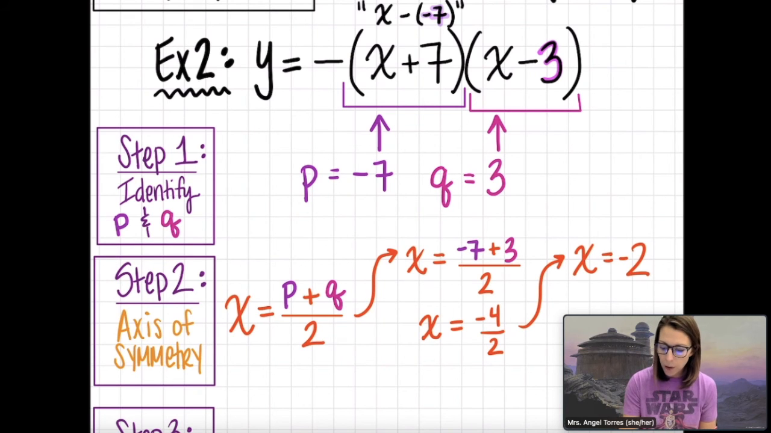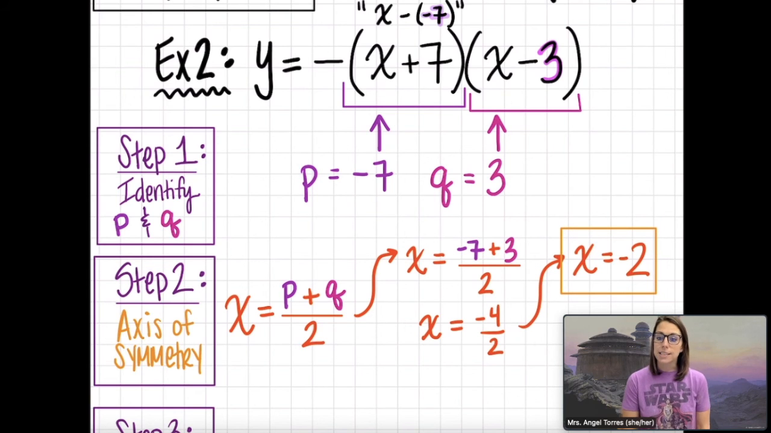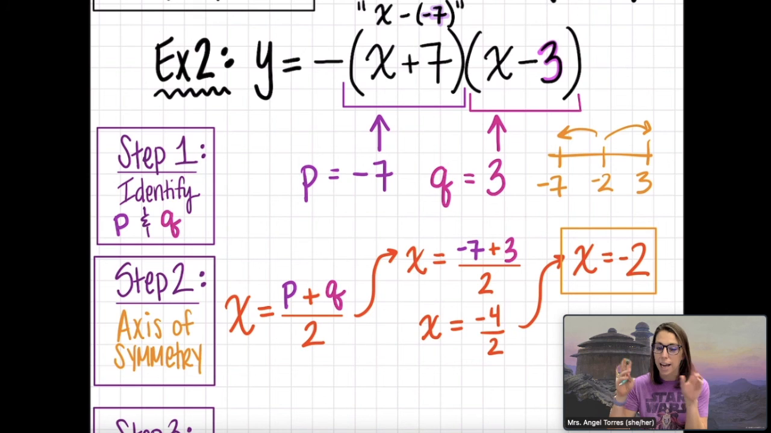So we have our axis of symmetry. We know that it is going to be at x equals negative 2. Now to double check that, you could think to yourself, is negative 2 directly between negative 7 and 3? If I had a number line, negative 7 and 3 are the same distance from negative 2, meaning that these are equidistant from the axis of symmetry. So in other words, our axis of symmetry actually makes sense here.